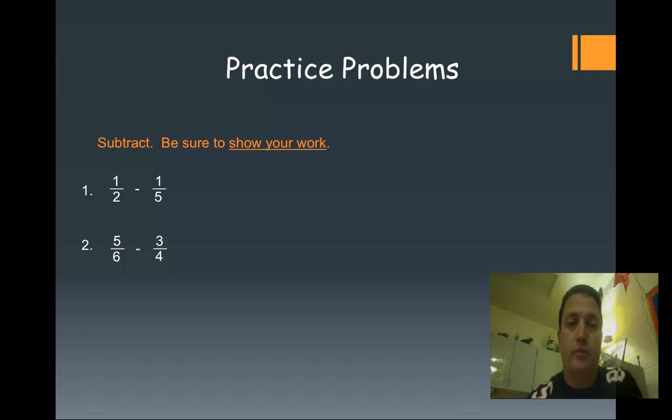Here are your practice problems. It says to subtract and be sure to show your work. And I noticed several of you are coming into class each day without the actual problems written down. You're just putting the answers. That's not going to work, okay? I must see both problem number 1. I should see these two fractions listed and what the answer is with your work, okay? Same thing for problem number 2. I should see 5/6 minus 3/4. If you have questions, we can discuss those in class, and have a great day.